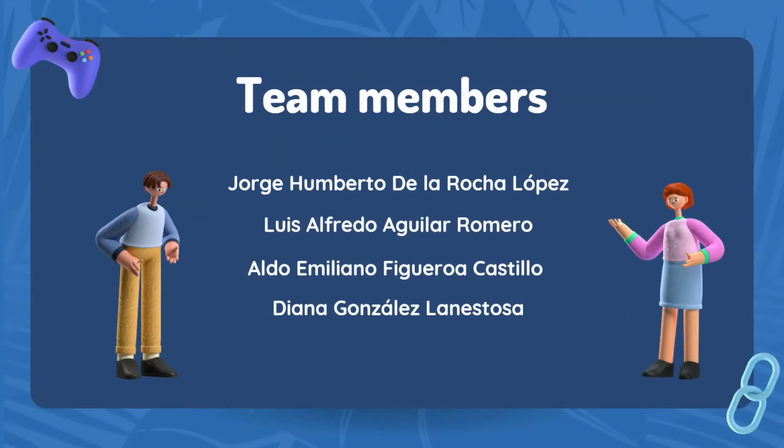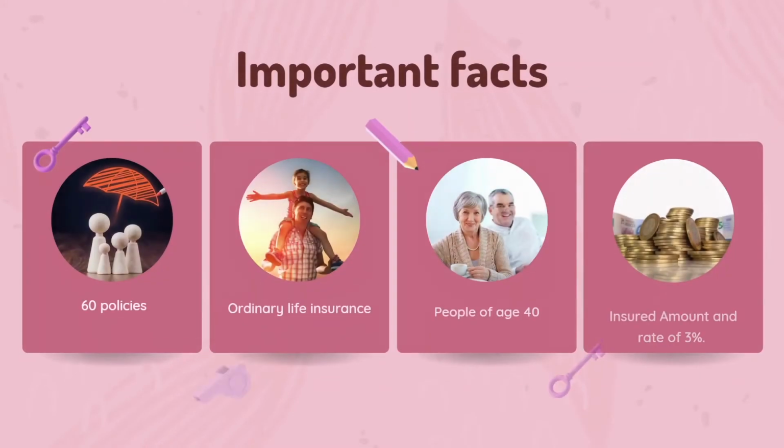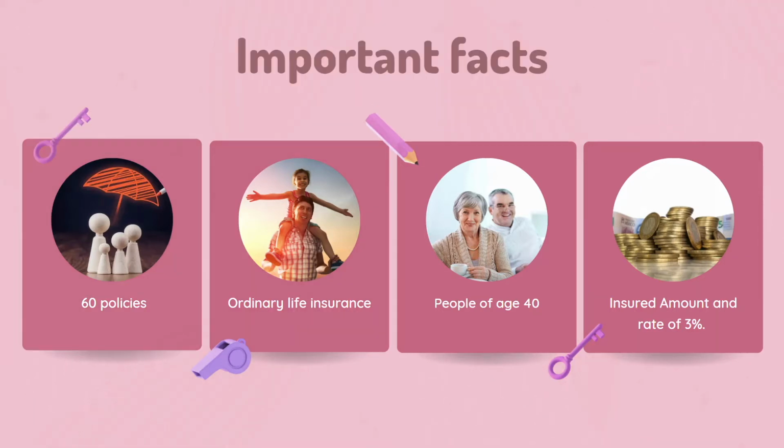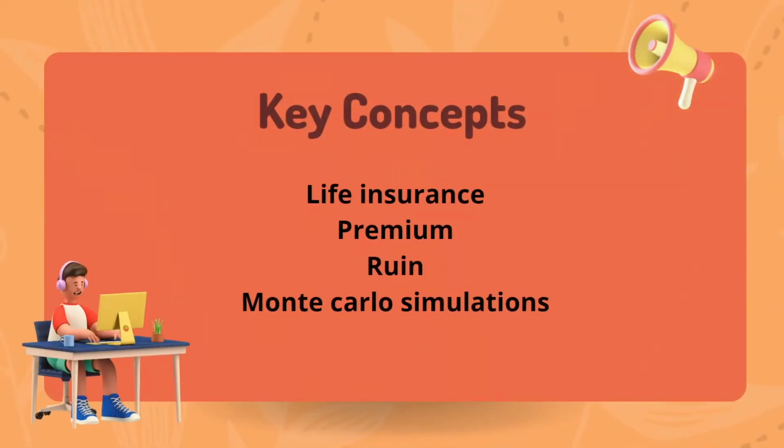For this exercise, it's important to take into account the following data. We have 60 policies of ordinary life insurance for people at age 40, calculated with an interest rate of 3% and a sum insured of 1,000 pesos. Some key concepts are the following.